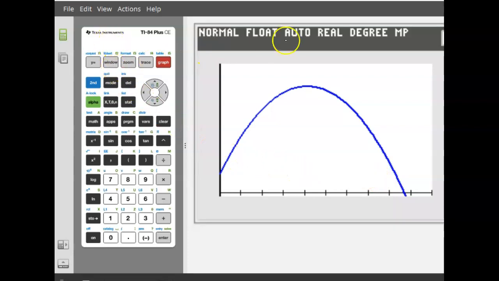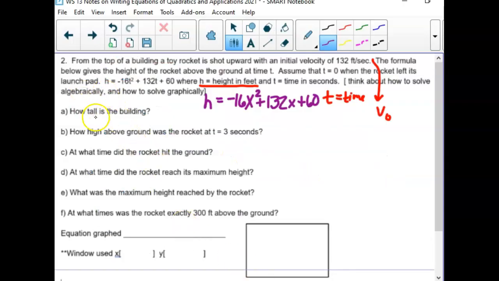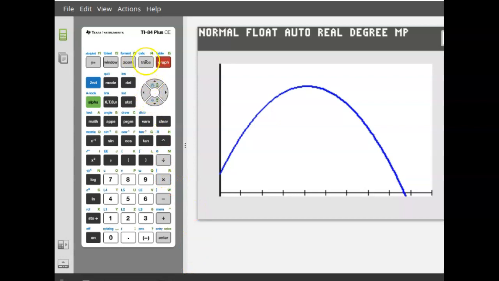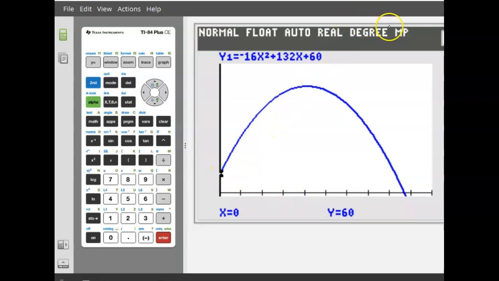Okay. Let's go to the questions. How tall is the building? How do we know that? Yes, it said from the top of a building, and time 0 is when it left the building, right? Left the launch pad. So if we put in a 0, we came out with a 60. So the building is 60, and it said height in feet. So we have 60 feet. So we could have done, to our graph, trace 0, enter, and we should have gotten 60. It is the y-intercept.